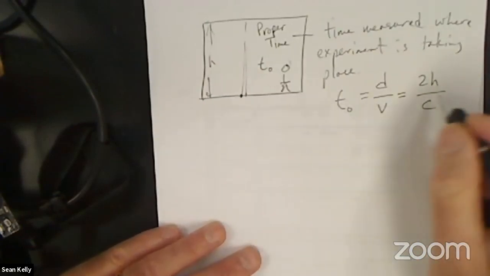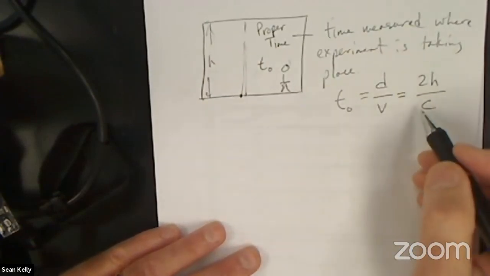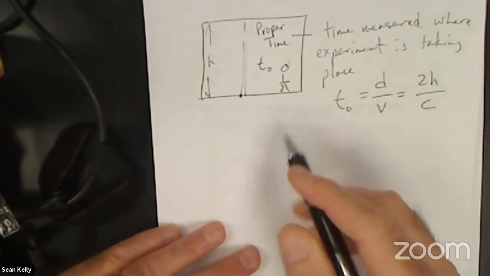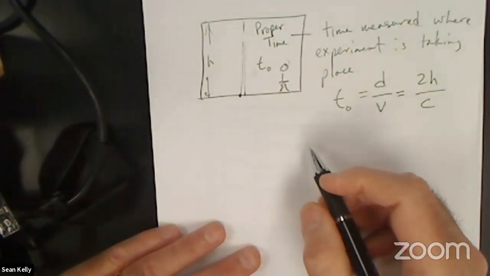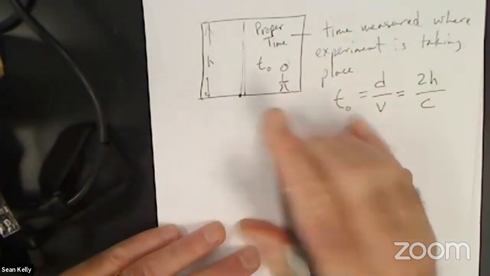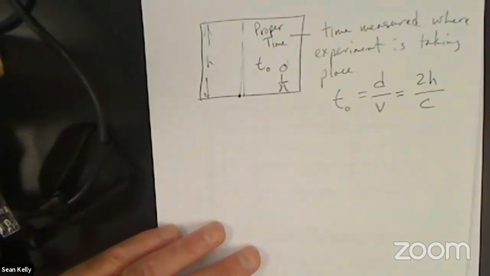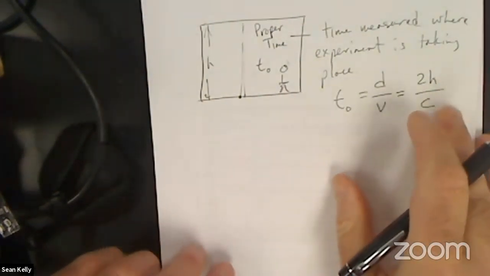So this is the time that I would measure. I know that this is what I would measure, okay? I don't even have to do the experiment. I know that when I do the experiment, that's what I'm going to get. So that is the reality for me. The light moves vertically up and vertically down. So that is my reality, and I'm sticking with it, right?